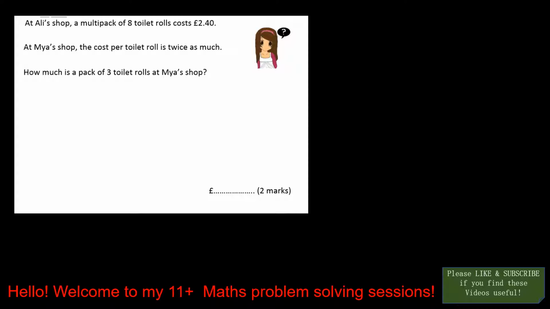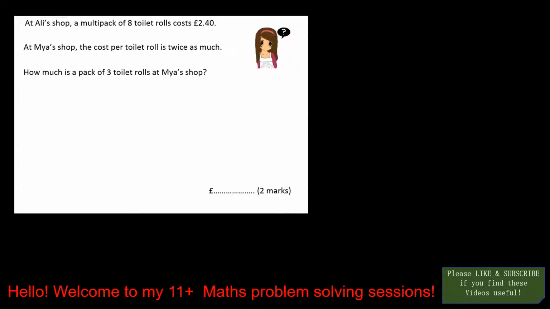The question we have now, in this video we will be solving 3 questions. So this is the first question. At Ali's shop, a multi-pack of 8 toilet rolls costs £2.40. At Mia's shop, the cost per toilet roll is twice as much. How much is a pack of 3 toilet rolls at Mia's shop? So let us do this question.